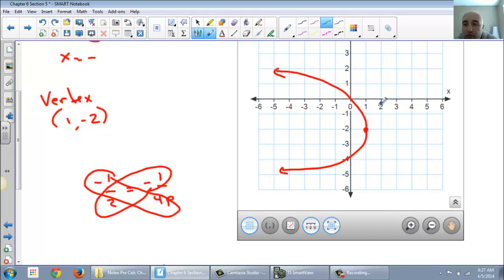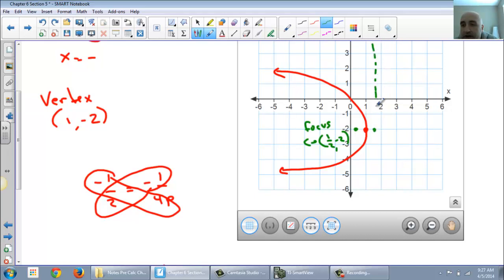So if we're at 1, negative 2, and we're only 1/2 away on the inside, that would put the focus right here. So what would that ordered pair be? We're at 1/2 to the right, so 1/2, and how far down are we? We're still the same, so negative 2. So the focus is 1/2, negative 2, and now we need to go 1/2 to the right. So 1/2 to the right, we'll be right here.